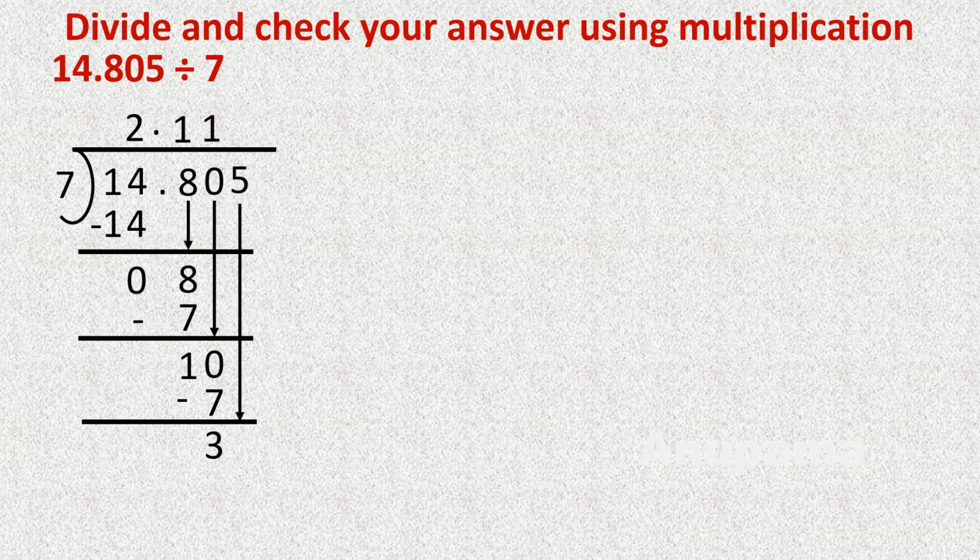Now we will write down the next number, which is 5. So it is 35. Now we will tell the table of 7 in 35. How many 7s can be fit in 35? 7 ones are 7, 7 2s are 14, 7 3s are 21, 7 4s are 28, 7 5s are 35. So 7 5s are 35. It is fully divisible. So here it is 35 minus 35, which is 0. So your quotient is 2.115.